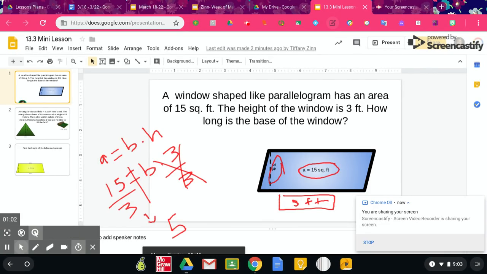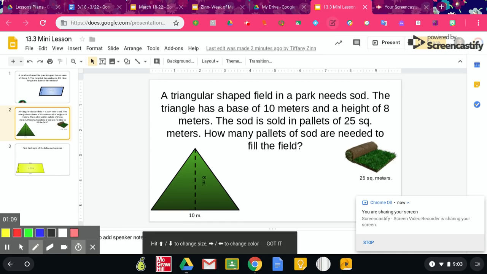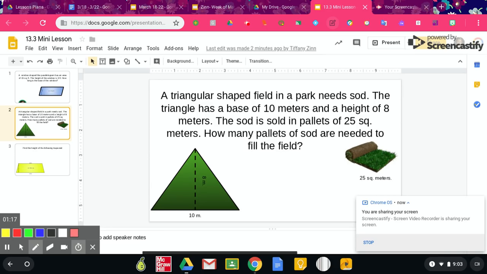Okay, the next one has multiple steps to it, and this is more like what you're going to be seeing on your worksheet here in a minute. Okay, it says a triangular shaped field in a park needs sod. The triangle has a base of 10 meters and a height of 8. The sod is sold in pallets of 25 square meters. How many pallets of sod are needed to fill the field? This is sod, for those of you that don't know. It's just like rolled up grass.